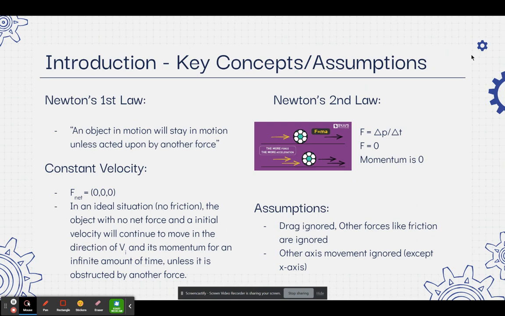The second law states that force is equal to mass times acceleration, or force is equal to the change in p, which is momentum, over change in time. But in this case, force is zero, so the change in momentum is zero. And the assumptions: drag and other forces like friction are ignored, and we are only looking at the x-axis, so y-axis and other axis movement are also ignored.